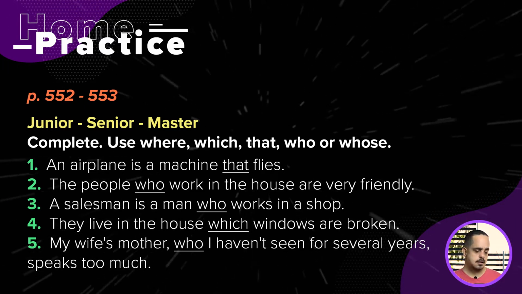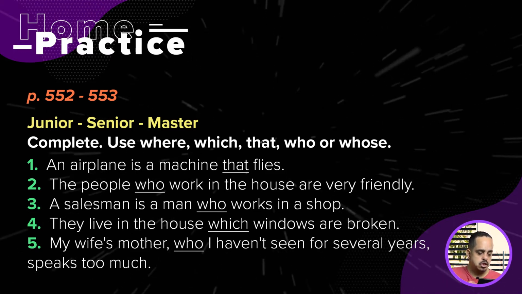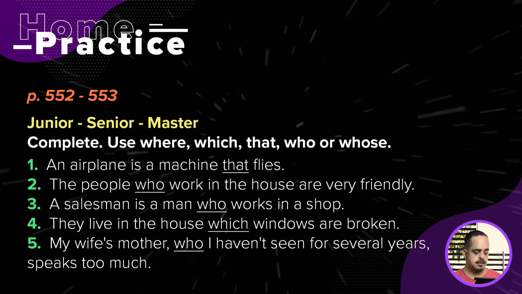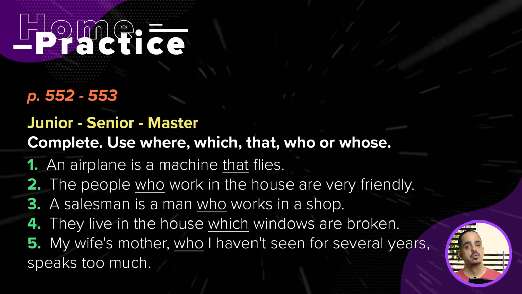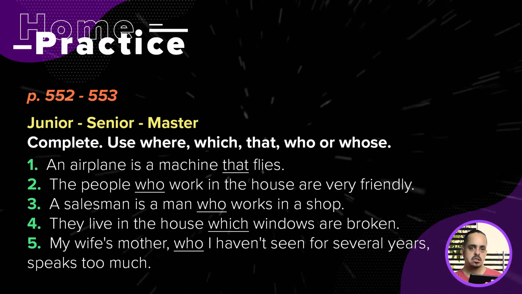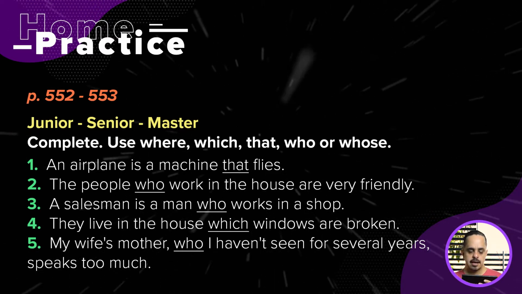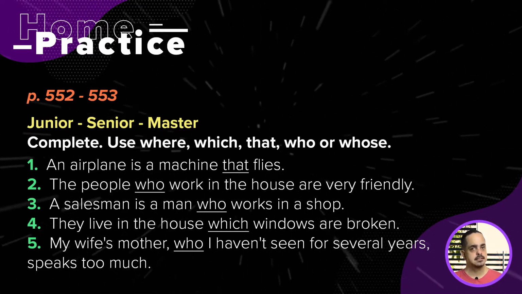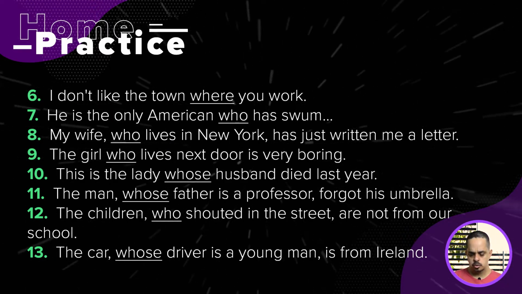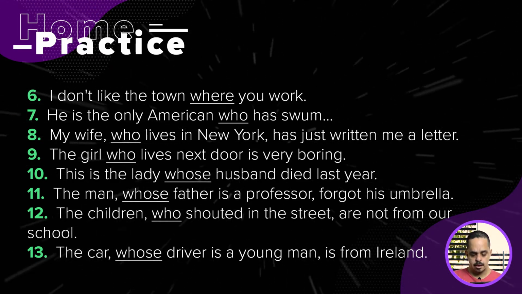So number 1, an airplane is a machine that flies. Number 2, the people who work in the house are very friendly. 3, a salesman is a man who works in a shop. 4, they live in a house whose windows are broken. 5, my wife's mother, who I haven't seen for several years, speaks too much. And 6, I don't like the town where you work. 7, he's the only American who has swum.